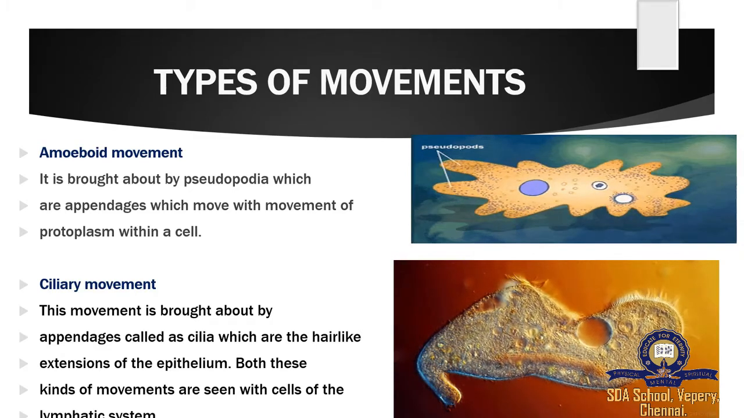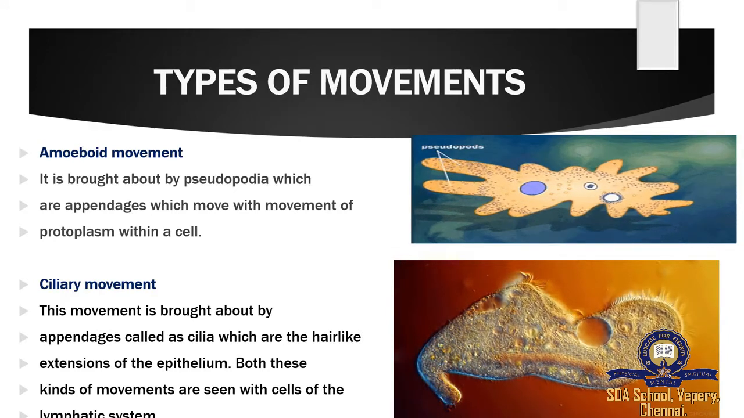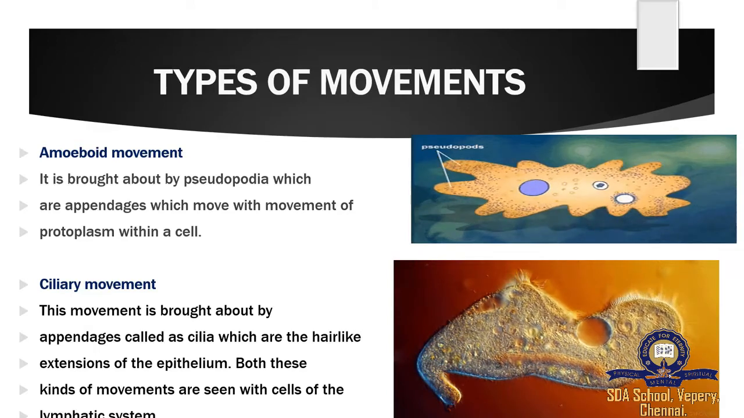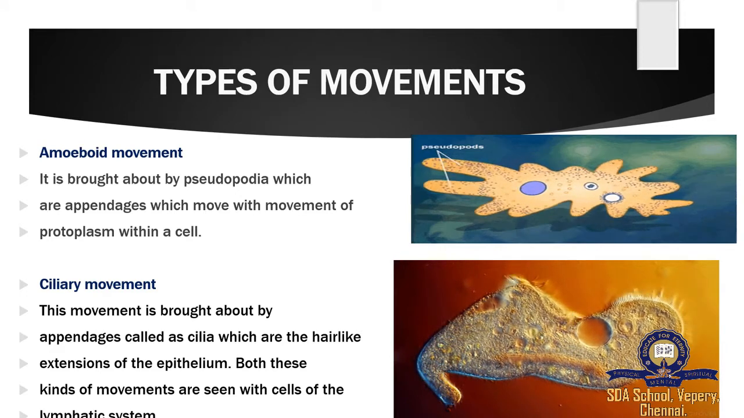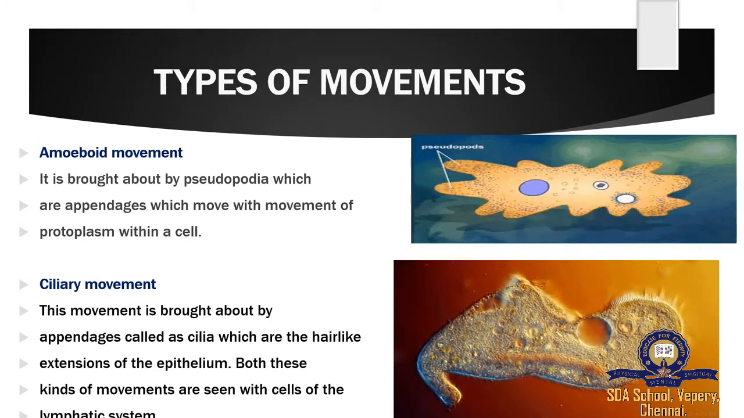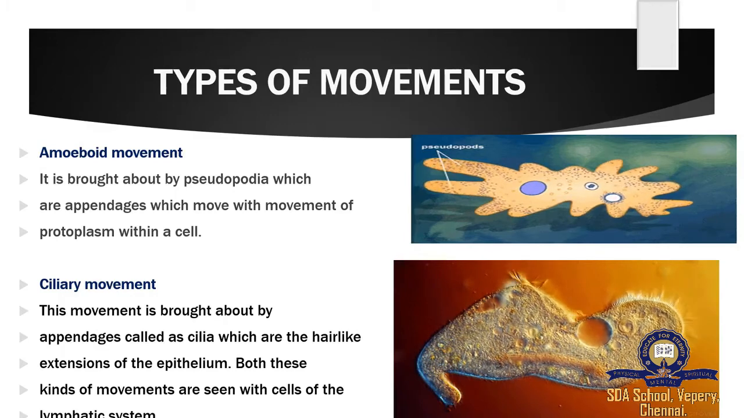Next we have ciliary movement. This ciliary movement is brought about by appendages called cilia, which are hair-like extensions. See in this picture it has hair-like extensions. To move, the ciliary movement is needed. These are extensions of the epithelium, and both these kinds of movement occur in the cells of the lymphatic system. We cannot see this with the naked eye, only under a microscope, as this is only possible for microorganisms.